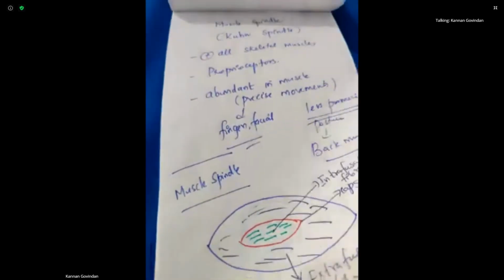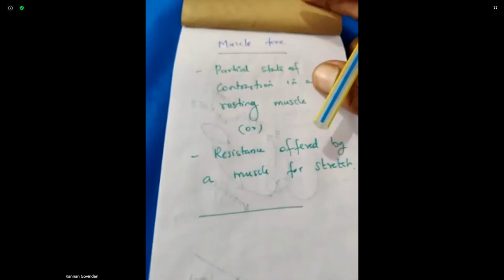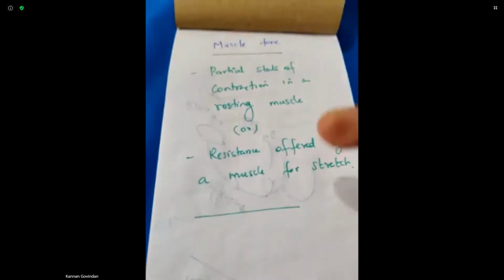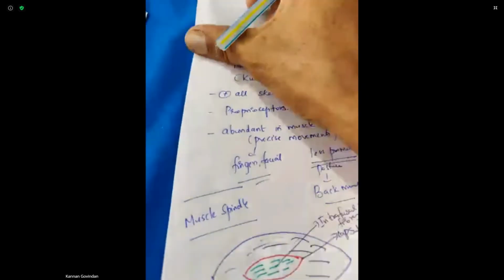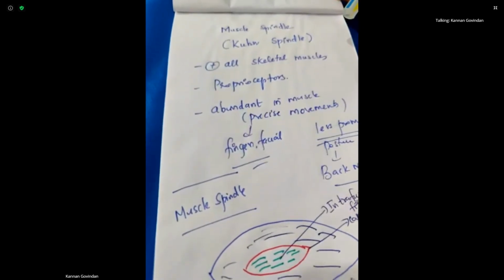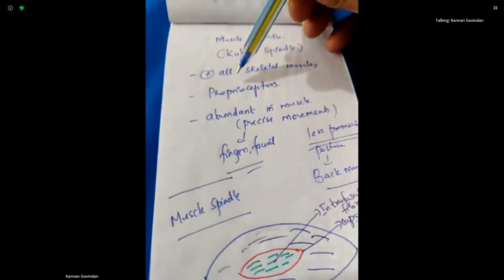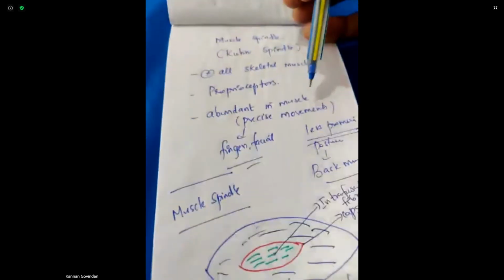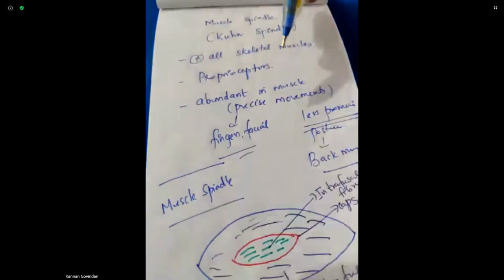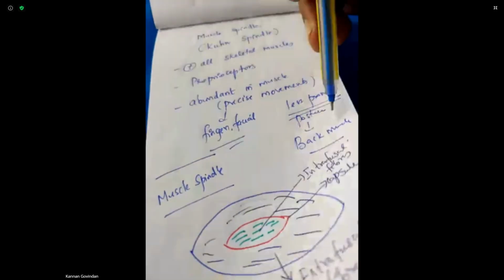For latecomers, I am repeating again. Muscle tone is defined as the partial state of contraction which is seen in a resting muscle, or alternatively defined as resistance offered by a muscle to stretch. The major proprioceptor present in our skeletal muscle is the muscle spindle, otherwise called cone spindles. They are present in almost all skeletal muscles. They are abundant in muscles involved in precise movement, like muscles of our fingers and facial muscles. They are less in number in muscles which are less prominent, for example muscles of our back.